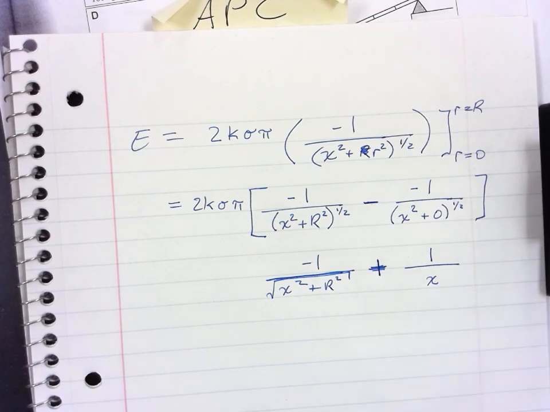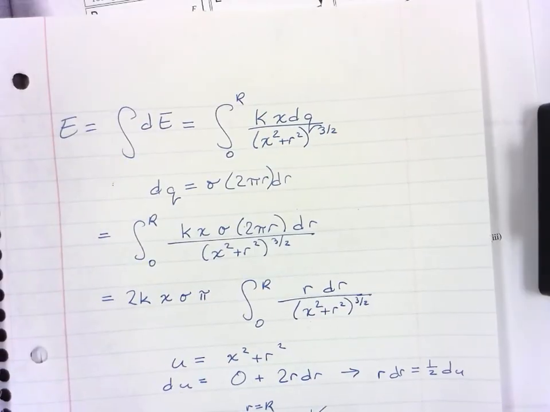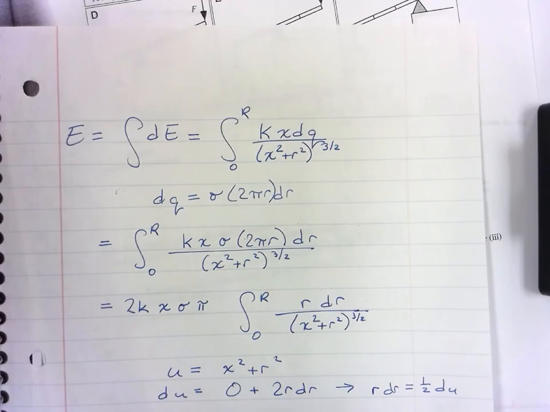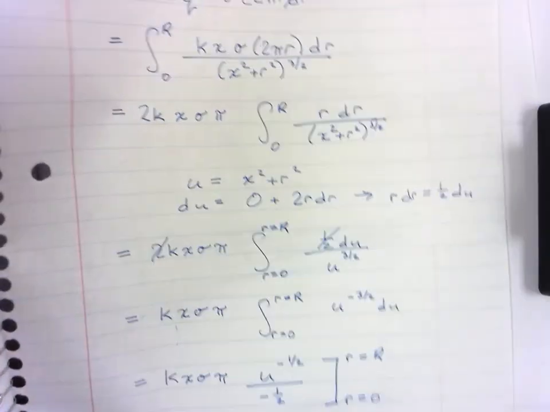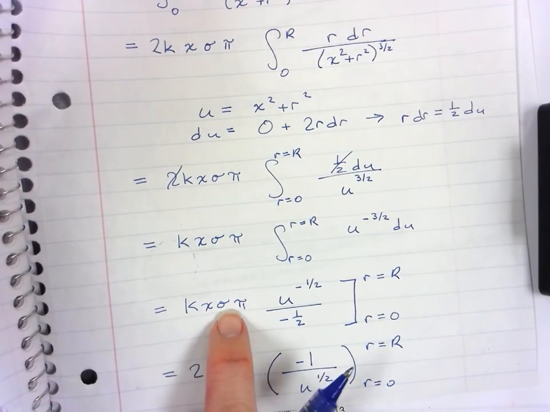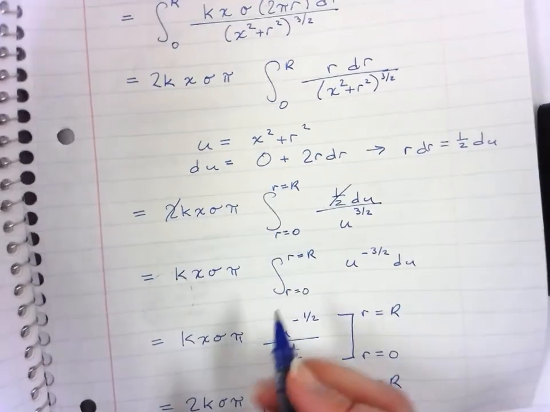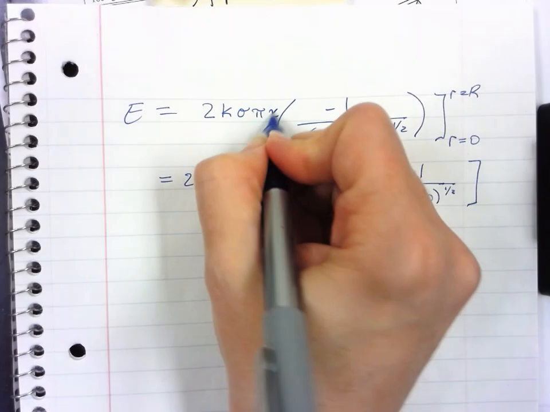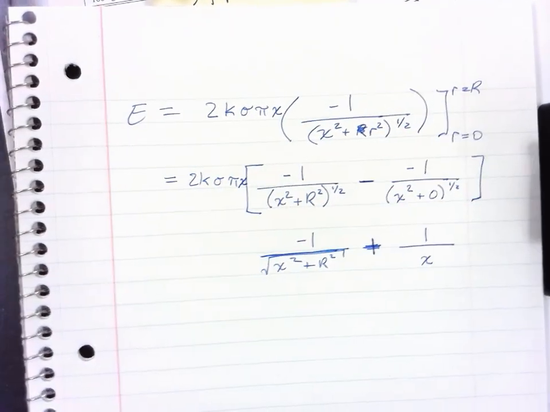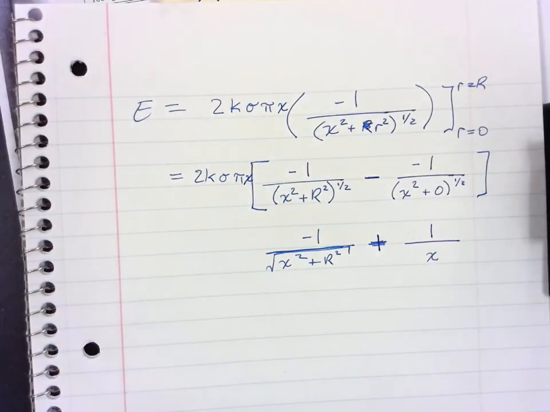Did I lose an x? I did, dang it. Right down here, it was kx sigma pi, and then when I moved the 2, there's an x on the end. There's an x, there's an x. So, sorry for the delay.